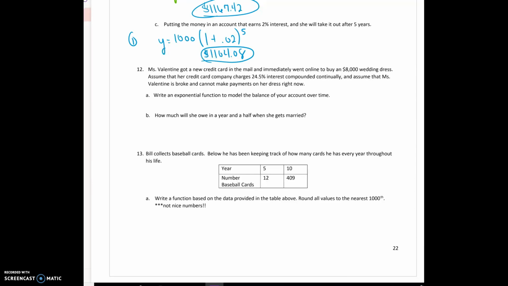So we're going to write the model first. So they do mention compounded continuously, so I'll be using the third formula. So here's the model. It's going to be y equals her dress, so 8,000, and then E, and then my rate is 0.245 as a decimal to the x or t power. So I'll use t because that's what the PERT formula says. Now, how much will she owe in a year and a half after she gets married? So I'm going to use my model and keep writing, and then in for t, I will put 1.5. So again, you can go to your calculator now.